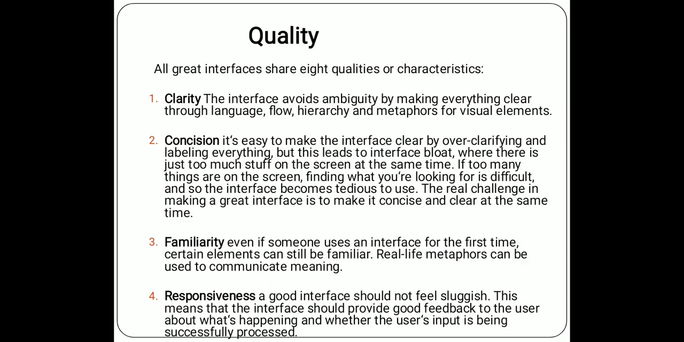So when you're talking about quality, you will have 8 qualities or characteristics. The first one is clarity. So we should not use ambiguous language. We should avoid ambiguity and use clear language. Concision: that is, interfaces give clarity, and we should label everything, but it should not contain too much stuff on screen. If you provide a label for everything, it looks like too much overload.